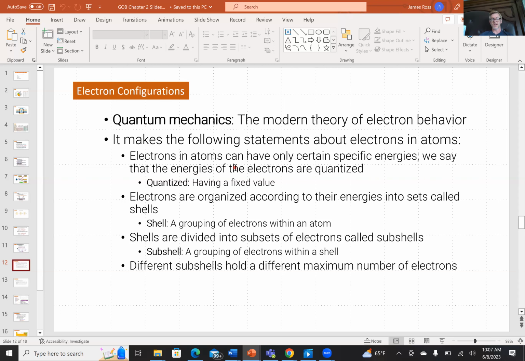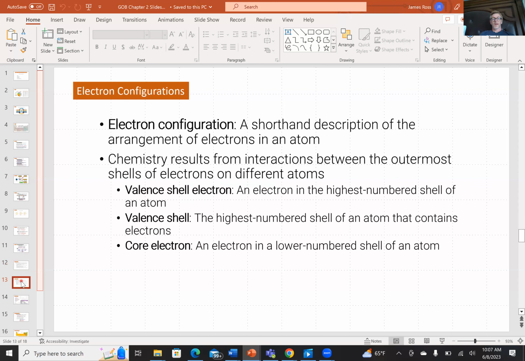So we're going to introduce shells and subshells. We're going to think of the shells as containing valence electrons in the valence shell, and then the core shell contains core electrons. But both valence shells and core shells can contain subshells.